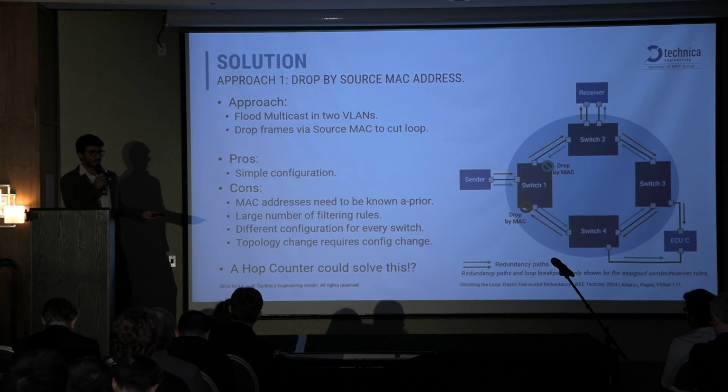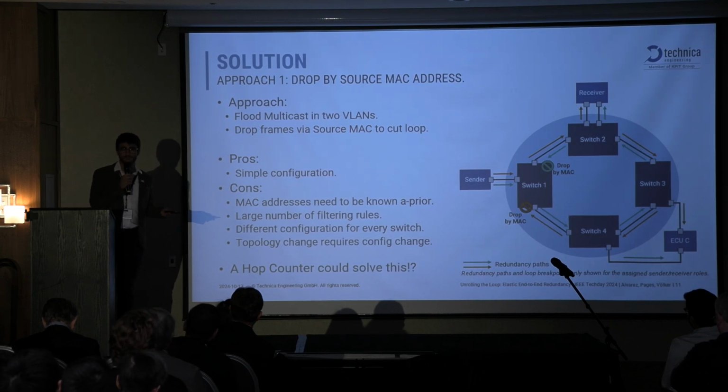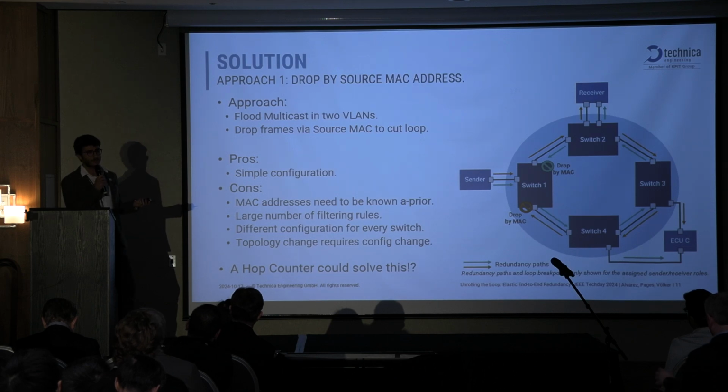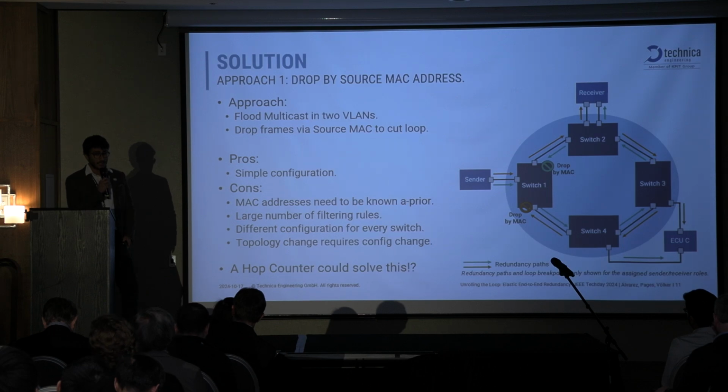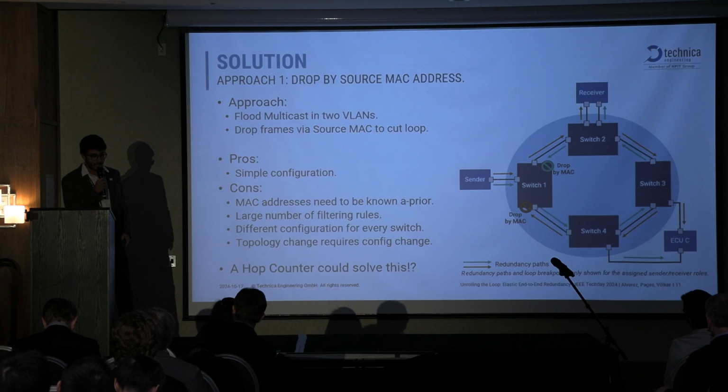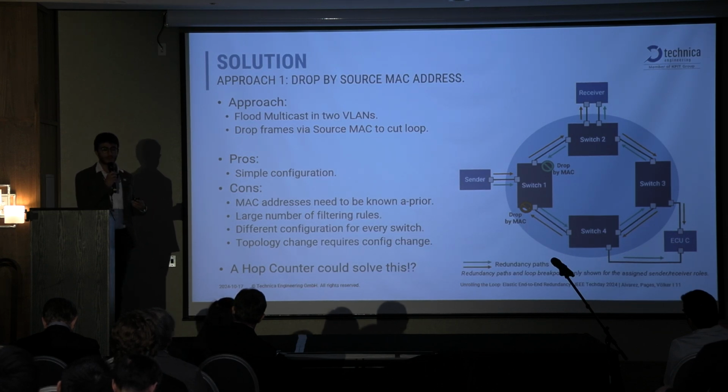But on the other side, we can find some disadvantages. So first of all, we need to know all the MAC addresses beforehand, right, in order to create these filters. Then there could be also a large number of filtering rules, depending on the number of participants that are sending frames towards this ring. There is also a different configuration for every switch. Of course, there are different components attached to each switch of the ring, and therefore we need different rules. And any change in the topology will require a change in the configuration. So due to this poor flexibility of the solution, we thought if a hop counter could actually solve these problems.